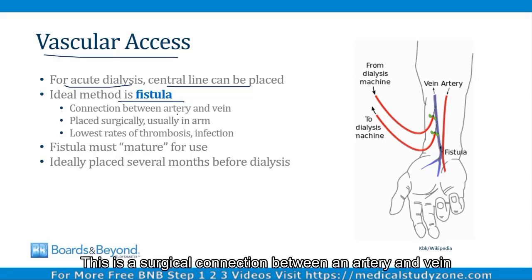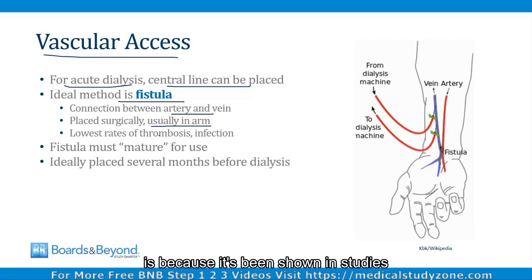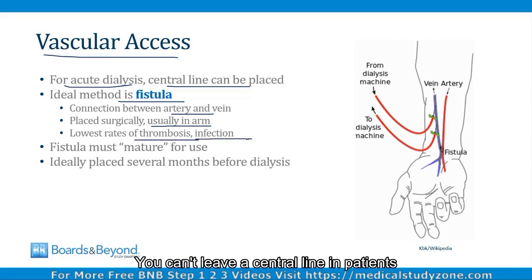This is a surgical connection between an artery and vein placed somewhere in the body, usually in the arm. And the reason this is used is because it's been shown in studies to have the lowest rate of thrombosis and infection. You can't leave a central line in patients for long periods of time. The central line will become infected. Fistulas, on the other hand, can remain for long periods of time, and the rates of infection and blood clots are very low.